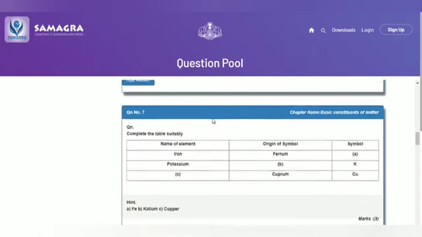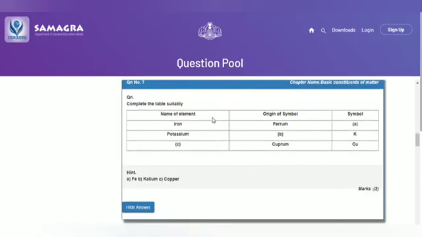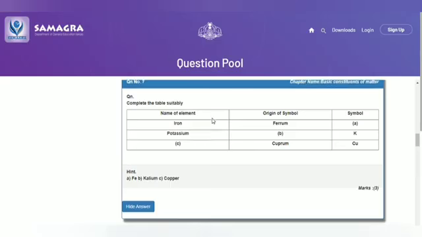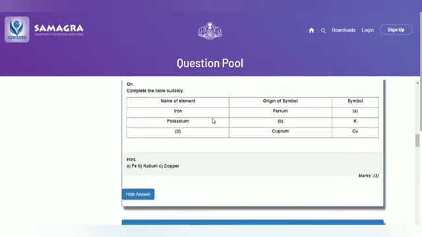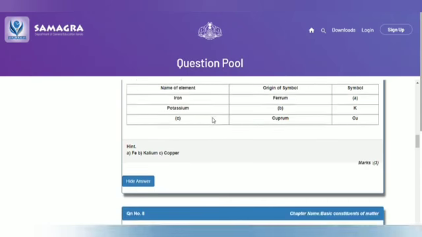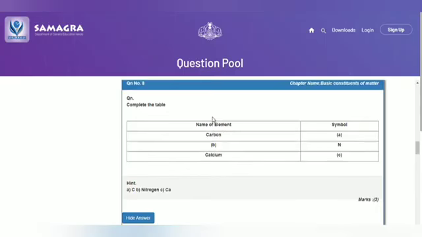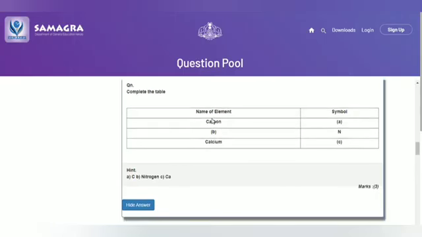Seventh question, complete the table suitably. Name of element, origin and symbol are given. Iron, ferrum, Fe; potassium, kalium, K; copper, cuprum, Cu. Eighth question, complete the table. Name of the element and symbol: carbon, C; nitrogen, N; calcium, Ca.